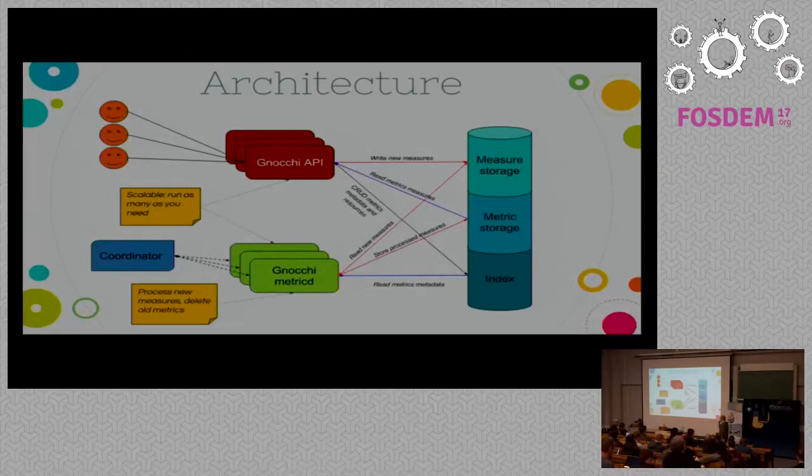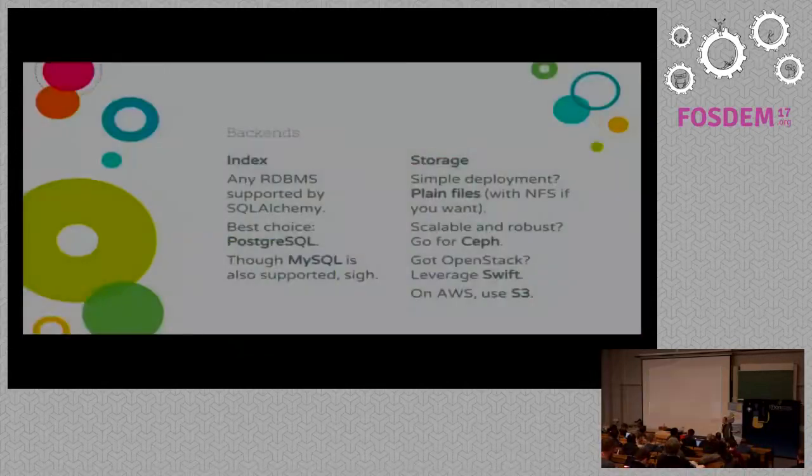Metricd itself, so both the API and metricd, the daemon doing the computation, are scalable. You can run any number of daemons that you want and you need. And they're all coordinated with something that we call a coordinator, which I'll talk about just after, which is also something we built in Python to help us.